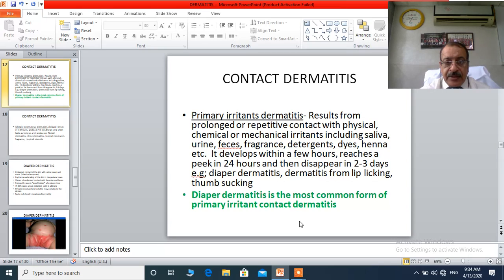The primary irritant dermatitis develops within a few hours of contact and then reaches a peak in 24 hours and then disappears in 2 to 3 days. The examples are diaper dermatitis, and dermatitis resulting from lip licking and thumb sucking. Diaper dermatitis is the most common form of primary irritant contact dermatitis, and this condition we will discuss in detail.